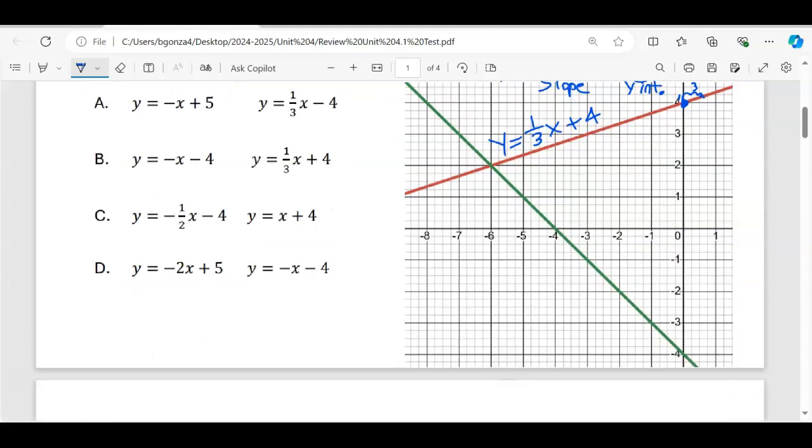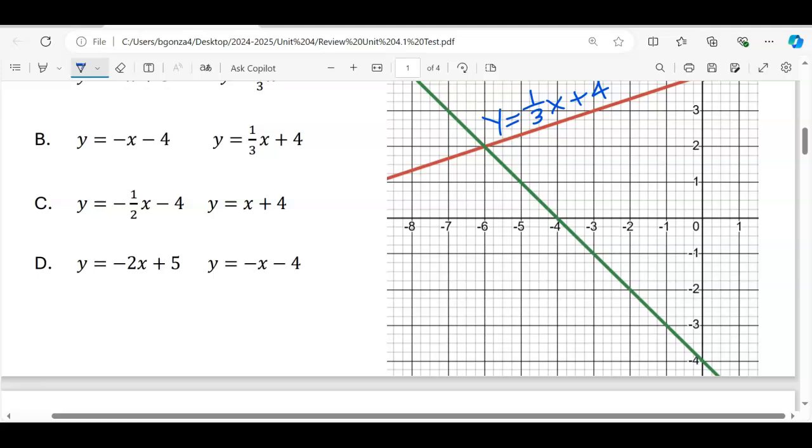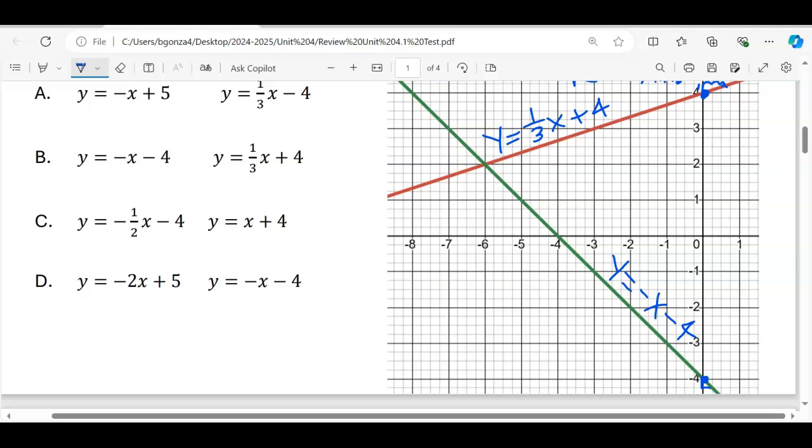And then this green one, I can see the y-intercept is negative 4, right? And since the y-intercept is negative 4, that's my b value. And then I see it's going down 1, right 1. That's negative 1 over 1, which is just negative 1, which is just negative x, right? So this is like y equals negative x minus 4, okay? So you can actually just look at these, figure out the equations, see which one has both of these, and the answer's got to be B. Okay.